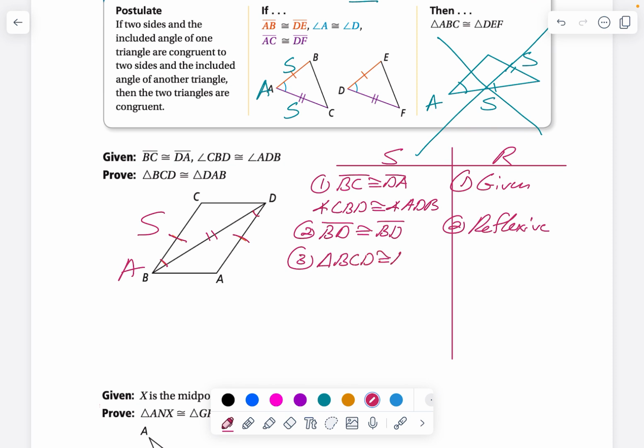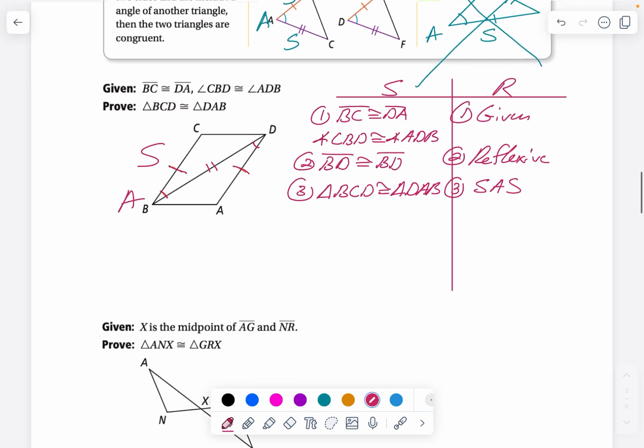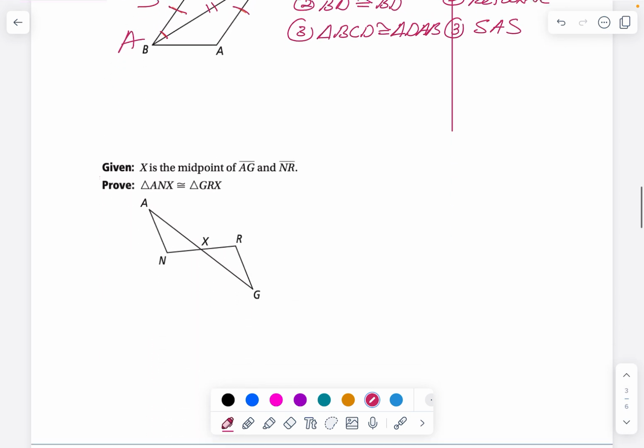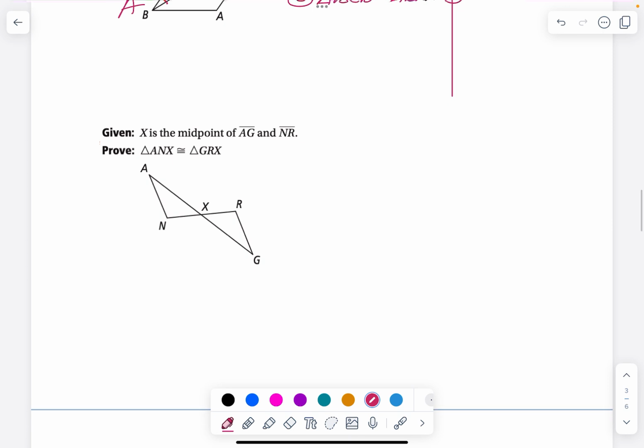Triangle BCD congruent to triangle DAB, and that is by side, angle, side. So now we have two ways of proving triangles congruent, side, side, side, and side, angle, side. Today, though, we are going to focus on side, angle, side.